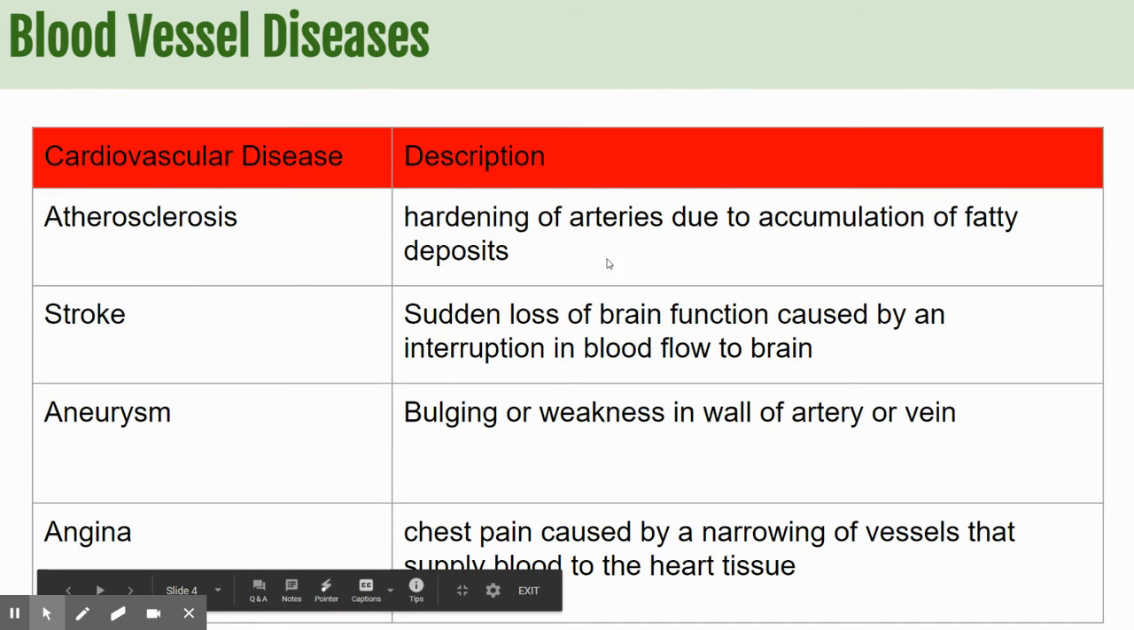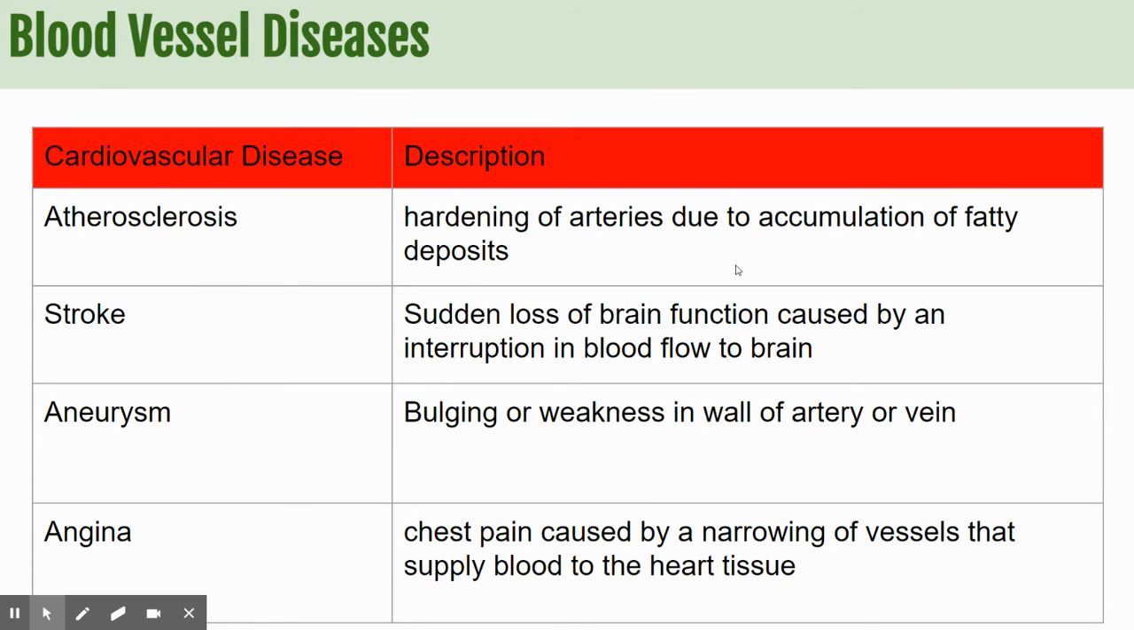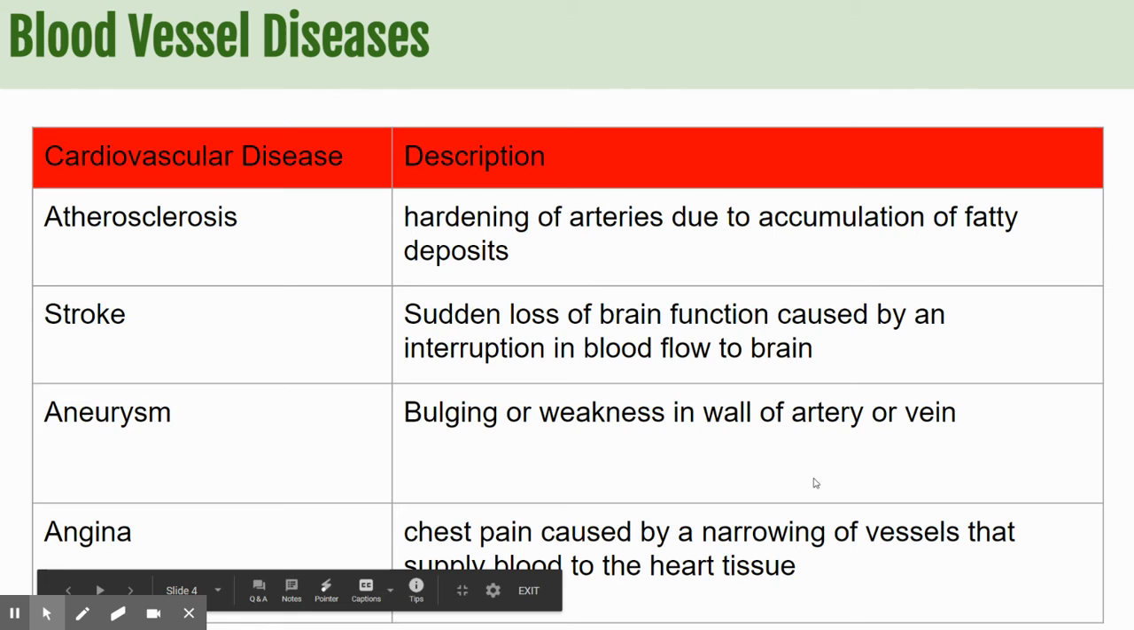Atherosclerosis is when the arteries start to harden and accumulate the fatty deposits of plaque on the inside, which we're going to take a look at why this happens. And stroke, we talked about this one already too. This is when the arteries to the brain are blocked. Aneurysm, this is when you have a bulging or weakness in the artery or vein. And angina, this is chest pain that's caused by that narrowing and reduced oxygen supply to the heart tissue.